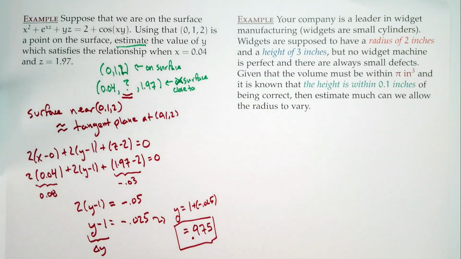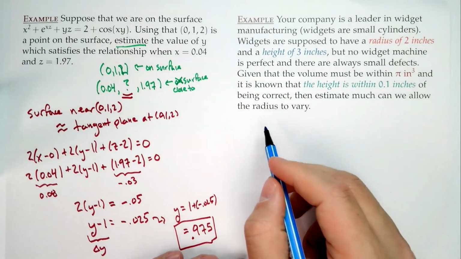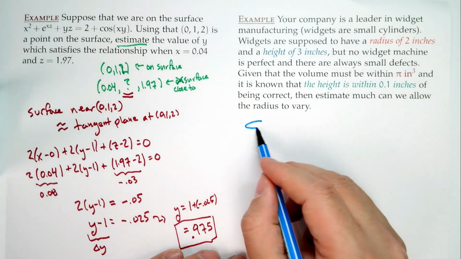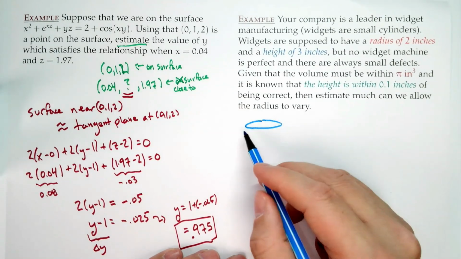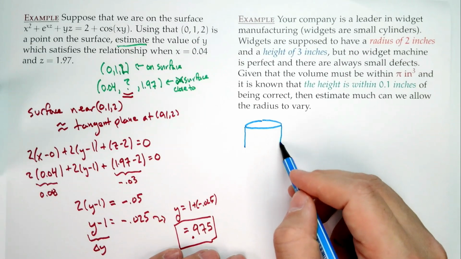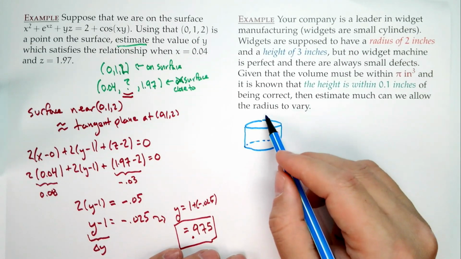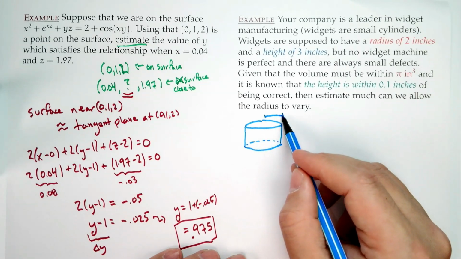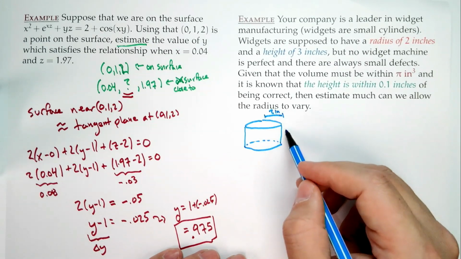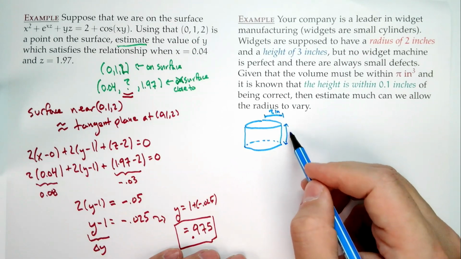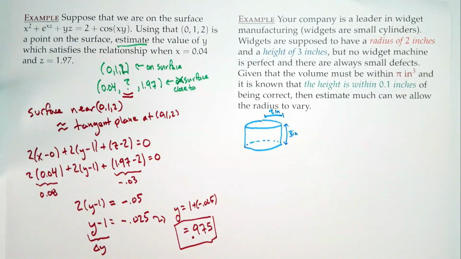Okay, so let's see what that means. That says we have these cylinders, and here's my widget, and the radius should be 2 inches, and the height should be 3 inches. All right, there we go. But no widget machine is perfect, and there are always small defects. Now that's actually true for any machine.